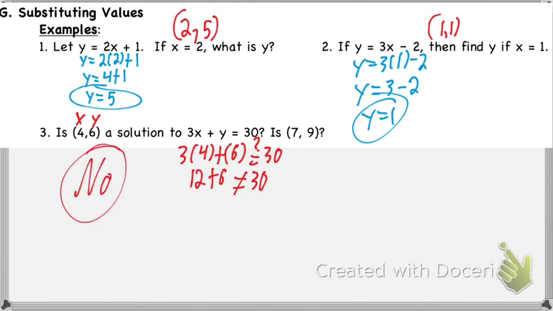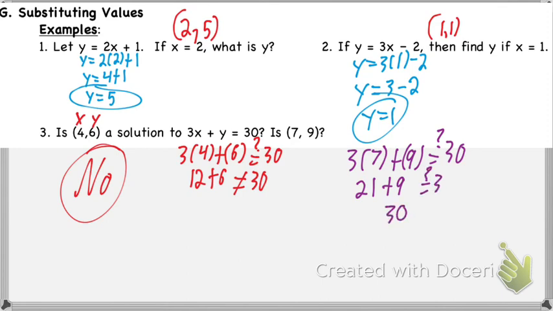Oh, that makes sense. So now we're asking, okay, next question. Is 7, 9 a solution? So how would we figure that out? We plug those in instead. So 3 times 7 plus 9 equals 30. Remember, it's always x, y, so the 7's for the x, the 9's for the y. What's 3 times 7? 21. Plus 9. What's 21 plus 9? 30. Does 30 equal 30? So, is 7, 9 a solution? Yes.